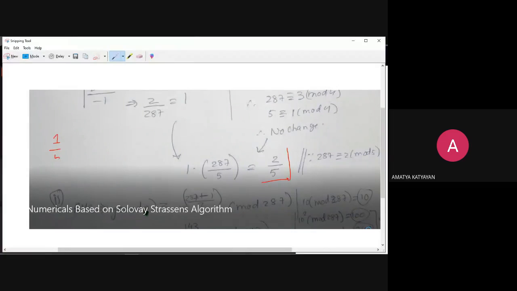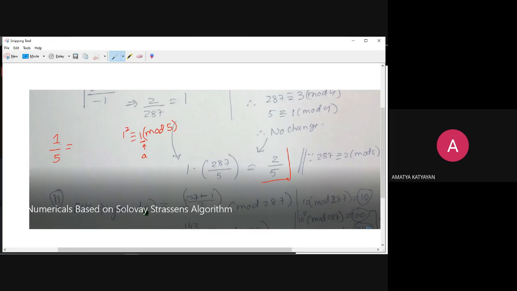Okay, so for 1 upon 5, if you check, 1 square is congruent to 1 mod 5. This is using the quadratic residue concept, the one which I showed in the video. So you are getting 1 as the value of a, and you can confirm that 1 is a quadratic residue. Actually, 1 is a quadratic residue for almost every number, since 1 minus 1 will be 0, and 0 divided by any number will give you remainder 0.